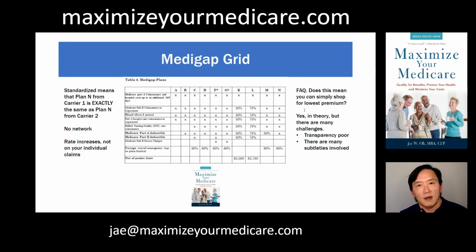So let's start with the basics about Medigap. And this is a grid taken from the book. It is the federal grid, so there's not going to be a difference between this grid and the grid you see as sent to you by different insurance carriers. So you can see that the main thing to take away about Medigap is that all the plans are standardized. And what that means, as you can see in the text on the left-hand side of your screen, is that, for example, Plan N from Carrier 1 is exactly the same as Plan N from Carrier 2. They're the same down to the comma. They must be the same.